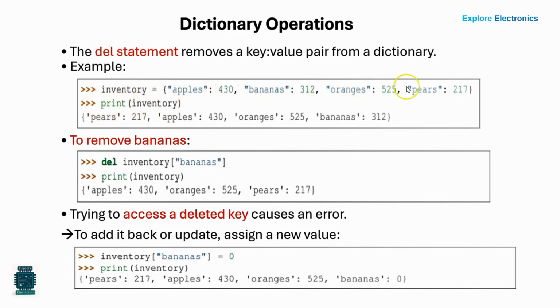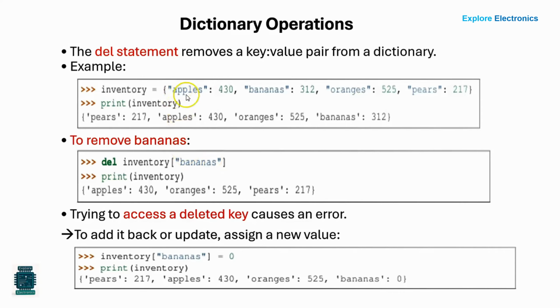Whatever key values are present in the inventory, it will print as it is. Clear? If I want to remove particularly bananas, here bananas is 312. If I want to remove a particular key value pair, I have to use the delete statement: del inventory bananas. Very clear?